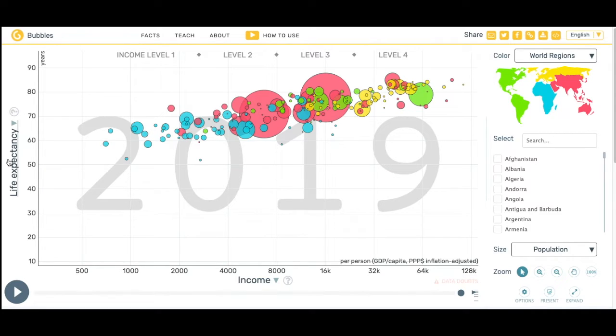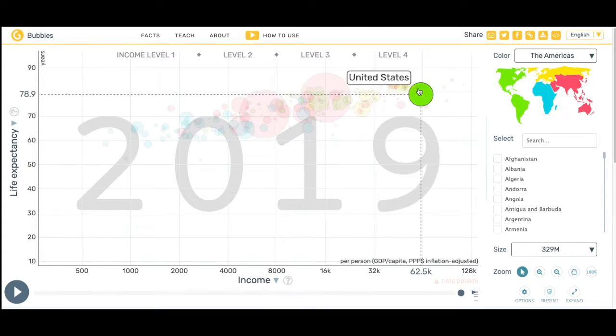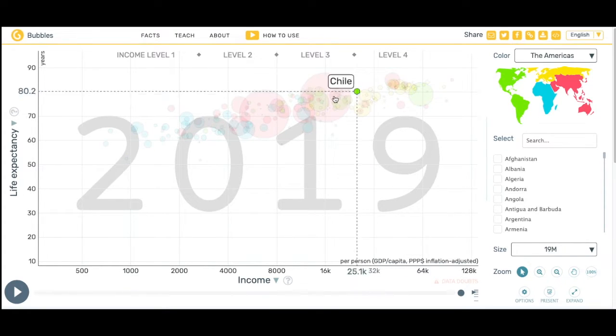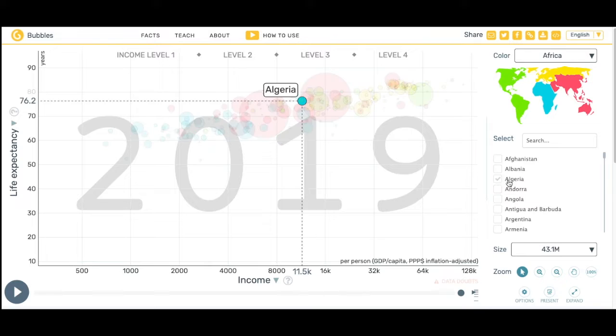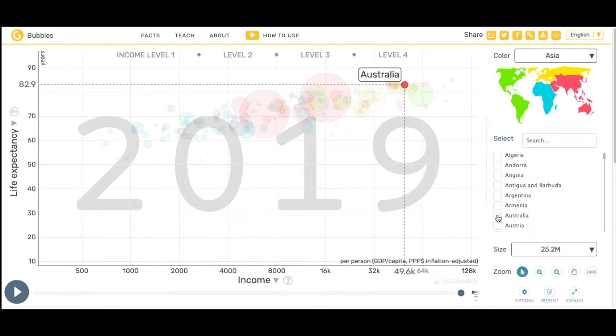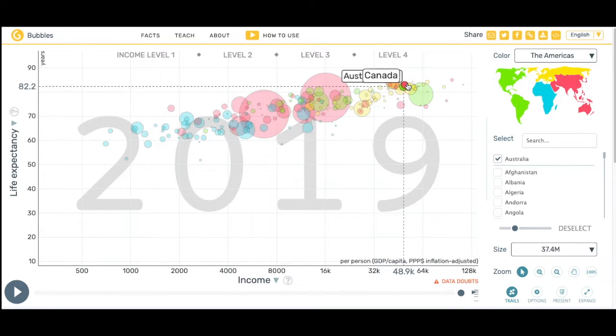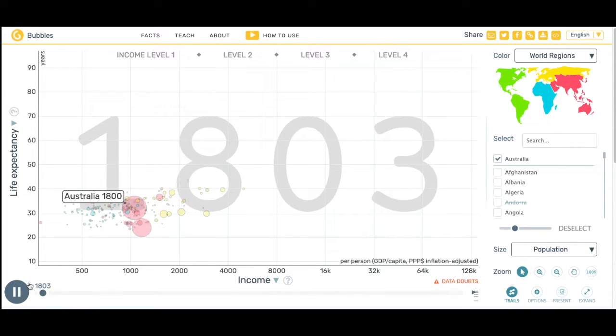Okay, so you can see the color of the bubbles give you the region. And the size of the bubbles gives you population. They're labeled with names and you get all of that information. It also has a feature where you can select a particular country, like Australia, and it will highlight Australia and sort of fade out the rest. And if you then press play, you can see Australia's track over time through the graph.